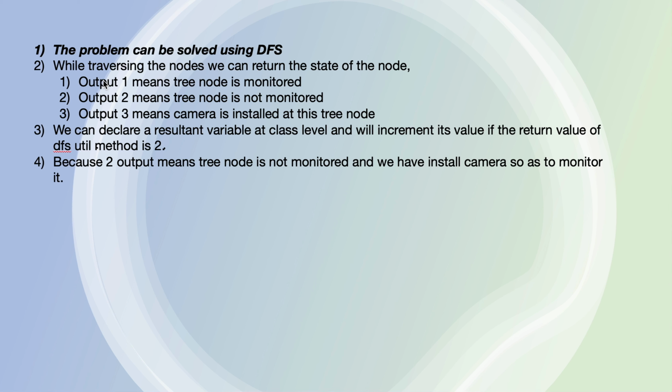So if output or return value is 1, means this tree node is monitored. If it's 2, means this tree node is not monitored. If it's 3, means camera is installed at this tree node. So this is, I would say, the important point of this solution. And after this, we can have a resultant variable at class level, and we will increment its value if return value of DFS util method is 2, because 2 output means our tree node is not monitored and we have to install camera so as to monitor it.